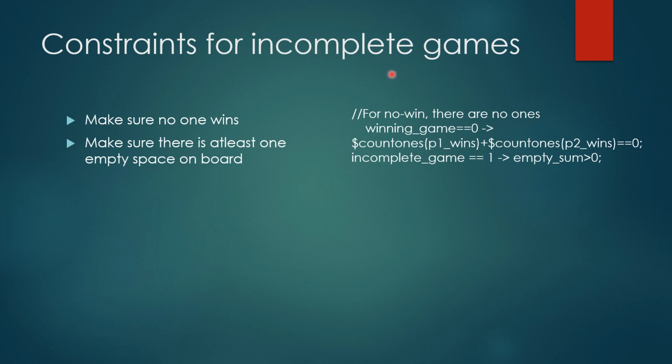For the incomplete game, it's the same as the draw game: the count ones of P1 wins plus P2 wins is 0, meaning there are no wins in the game. And in an incomplete game, the empty sum, that is the sum of empty numbers on the board, has to be greater than 0.